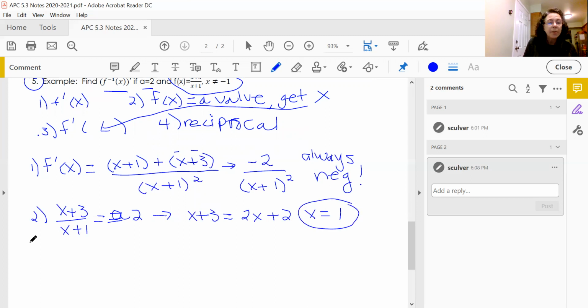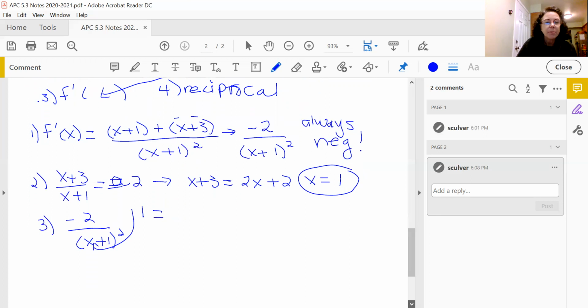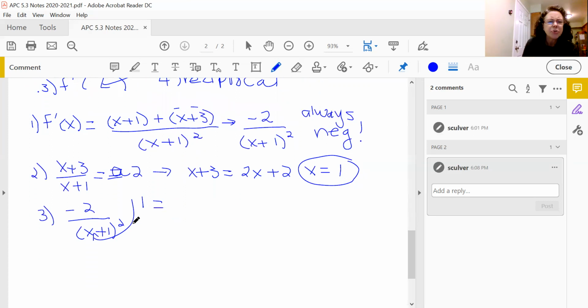Okay, what's my next step? Bring those two things together. Evaluate the derivative of the original function at the x that you just found. Bringing it all together. When I put a 1 in there, that would be negative 2 over 2 squared, for a negative 1/2. My last step is to take the reciprocal, a negative 2. This value, in fact, is the derivative of the inverse function evaluated at its input, 2.